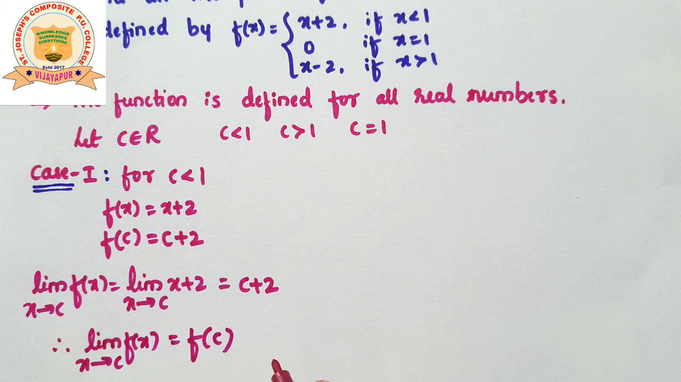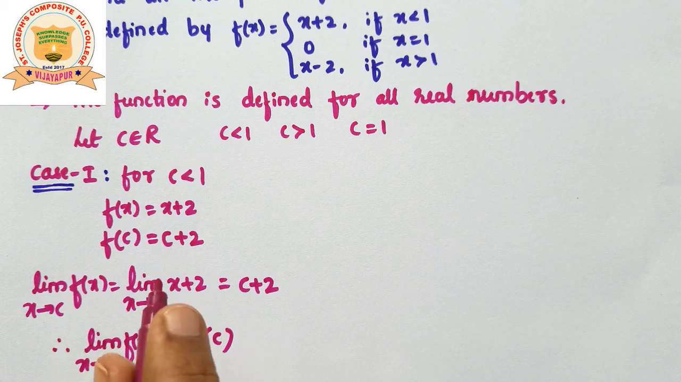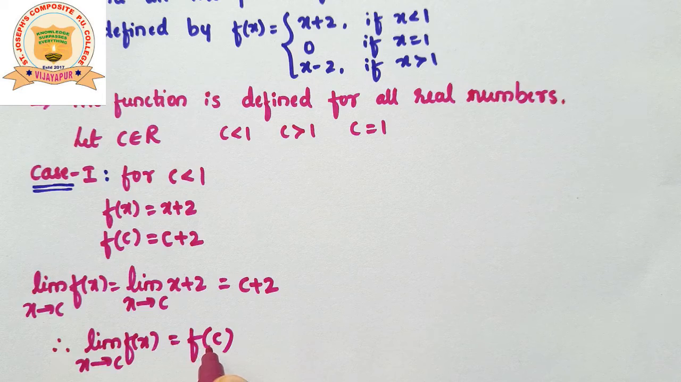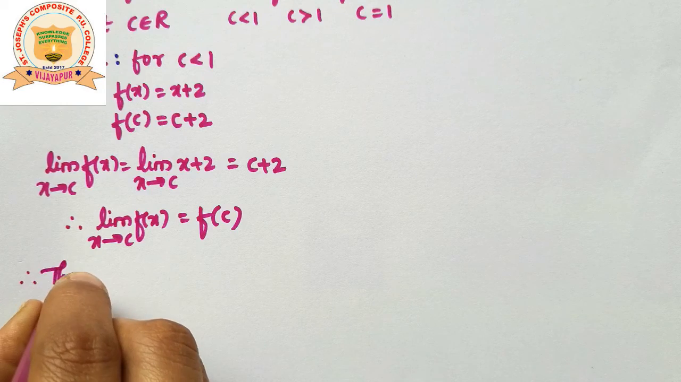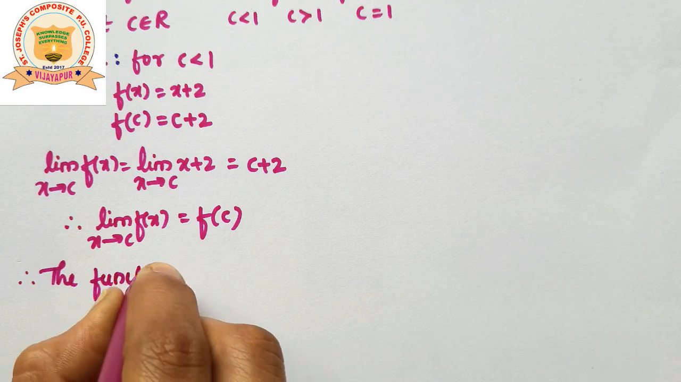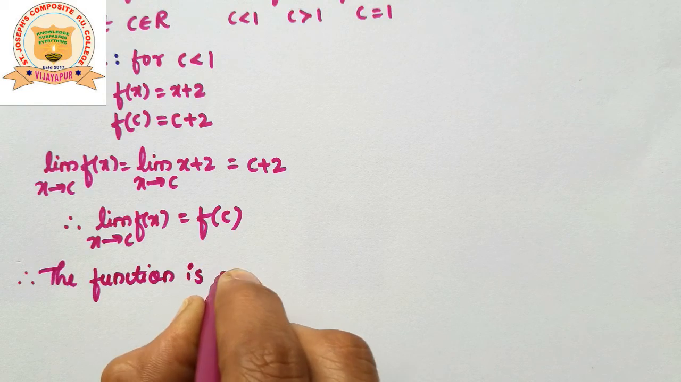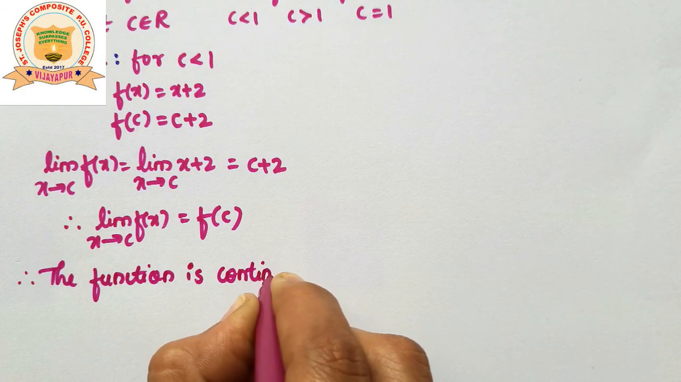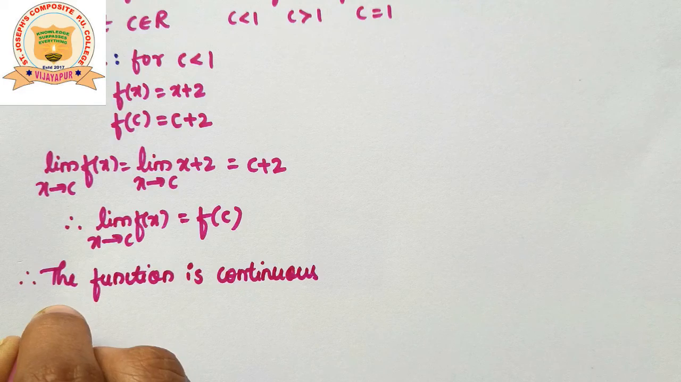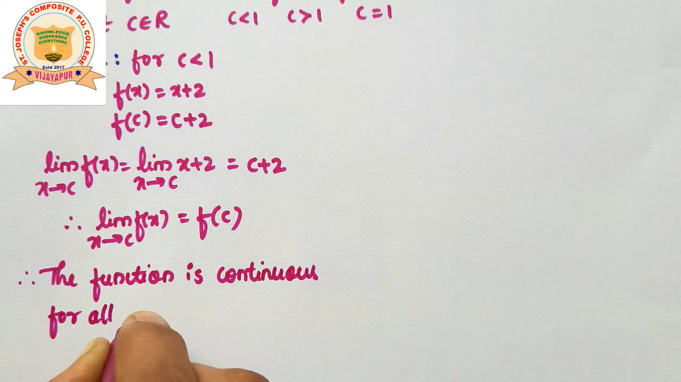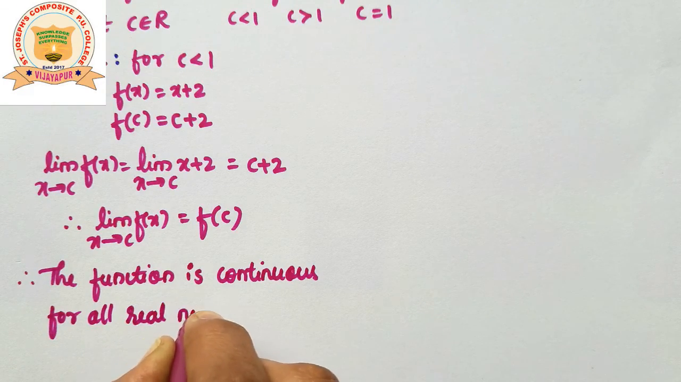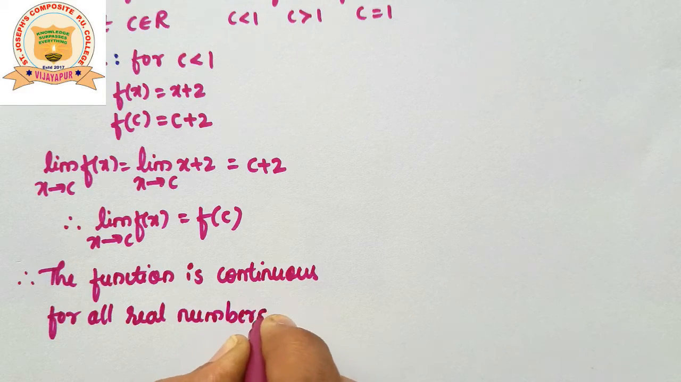By the definition of continuity of the given function at a given point, we conclude that the given function is continuous at x equal to c. c is any real number less than 1 here. So, the function is continuous for all real numbers less than 1.